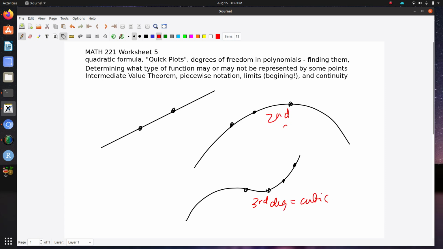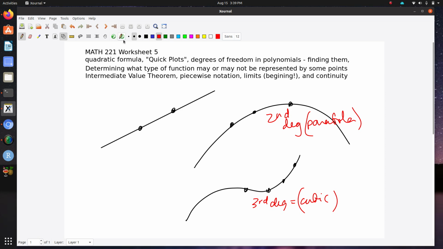Second degree is a parabola. I don't really like calling it a parabola because you can do a parabola like that, or like that, or like that, and they're still parabolas. So I don't like calling the second degree polynomial a parabola, but that's what we tend to call it because it is a parabola provided the line of symmetry is vertical.